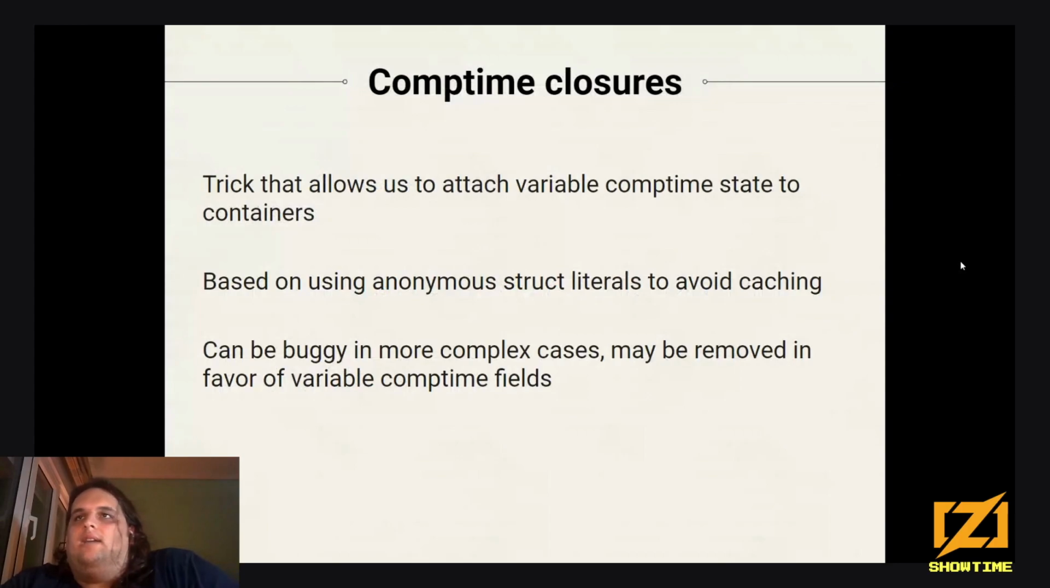One last hack that we can do at comp time is what we call comp time closures. This is a way to capture some comp-time mutable state and to modify it through method calls or associate it with some object. You will see in the next slide, it will be clearer. This relies on using anonymous struct literals to avoid caching of functions, because the anonymous struct literals have different types every time they are created.